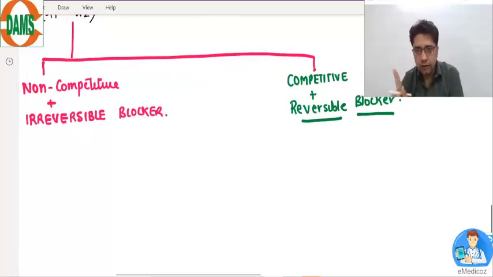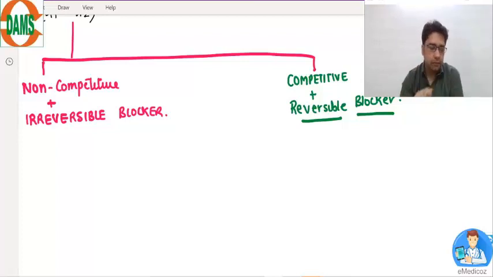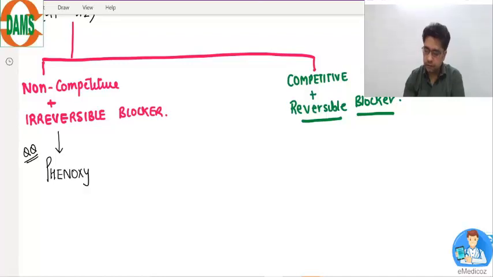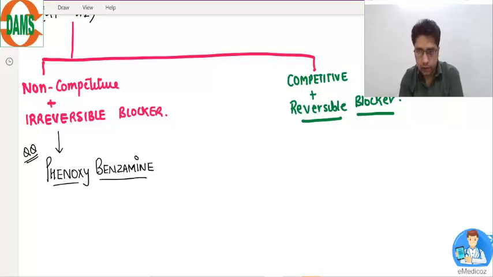Now there is only one drug we have among non-competitive irreversible blockers. That drug name is very important for you. Phenoxybenzamine. This is a very important point. Phenoxybenzamine.